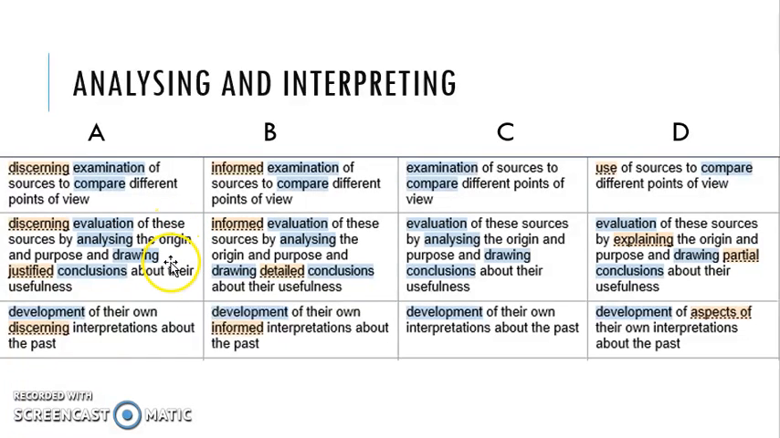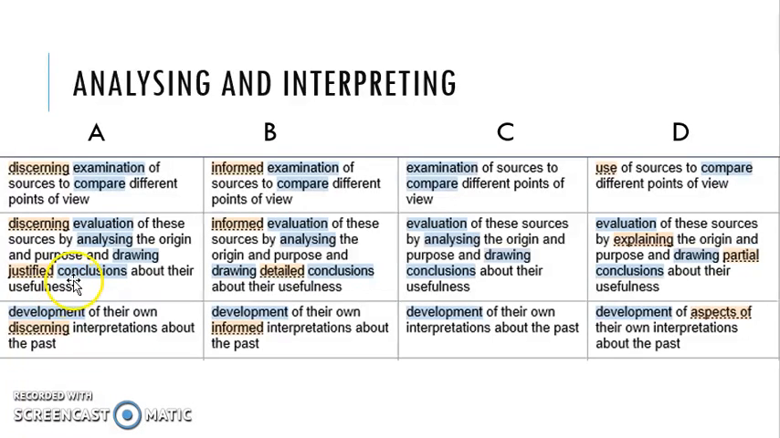The second dot point here for analysing and interpreting is about evaluating the sources by analysing their origin, purpose, and drawing conclusions about how useful they are. In order to complete this, your teacher will be looking again at perspective in terms of the origin. They will also be looking at motives for the purpose behind the source. They will be looking at your answers for relevance as well, because that is what usefulness is really all about, the usefulness or relevance of the source.